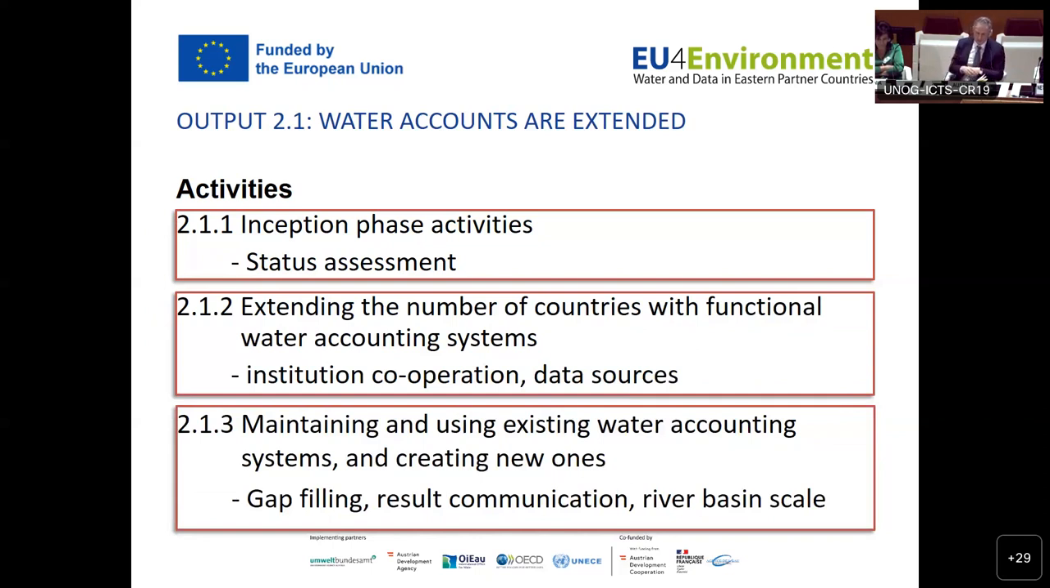Then the second and the third one are running in parallel. One is to extend the number of countries with a functional water accounting system. What does it mean? Mainly that we look into institutional cooperation on national level: the environmental agency, the statistical institute, the hydrometeorological institute, the chamber of commerce, etc. And the data sources and data quality. The third one is where countries already have some tables and data existing, where the concept is already known. We would then like to look at gap filling and how to communicate the results.